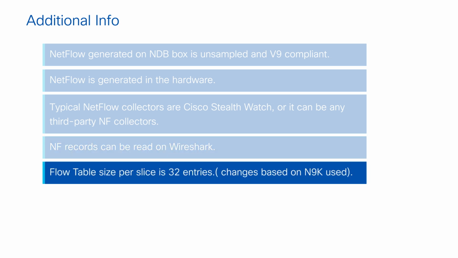And that depends on the switch that you select. In the whole data center portfolio, we have a wide variety of switches with different speeds, different capabilities and different slices. On average, you can think of each slice getting a flow table size of about 32 entries, and it depends on the switch you use.